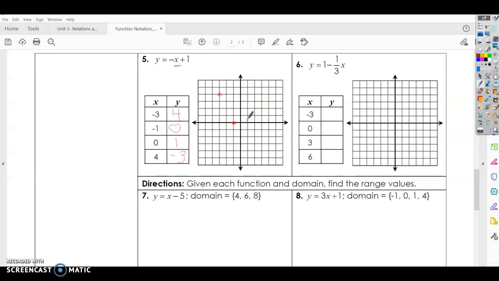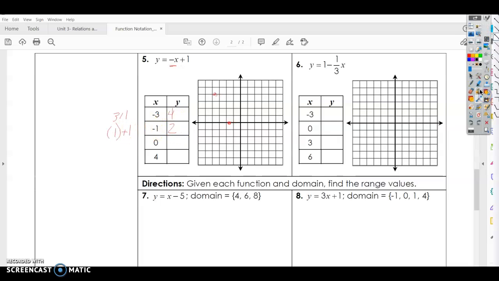I did something wrong there. Let me back up a minute. Something is not right. Okay, so make sure my points are correct here. So -3, that's 3 plus 1, which is 4. -3, up 4. And then I've got -1 plus 1. That is 1. Okay, so that's 1 plus 1, which is 2. That's where I messed up. Okay.